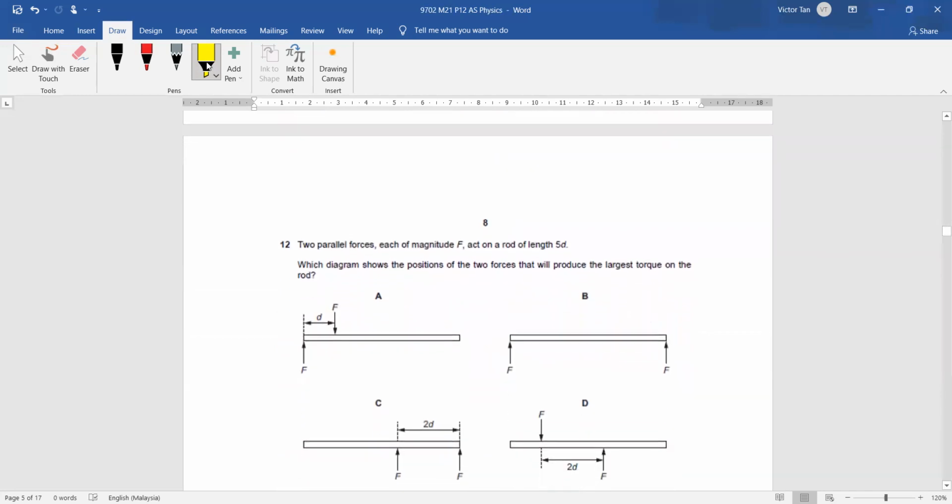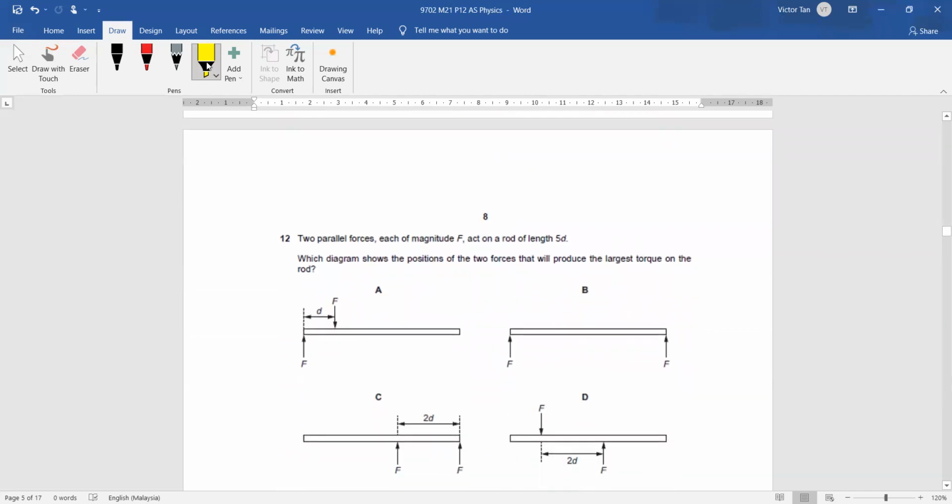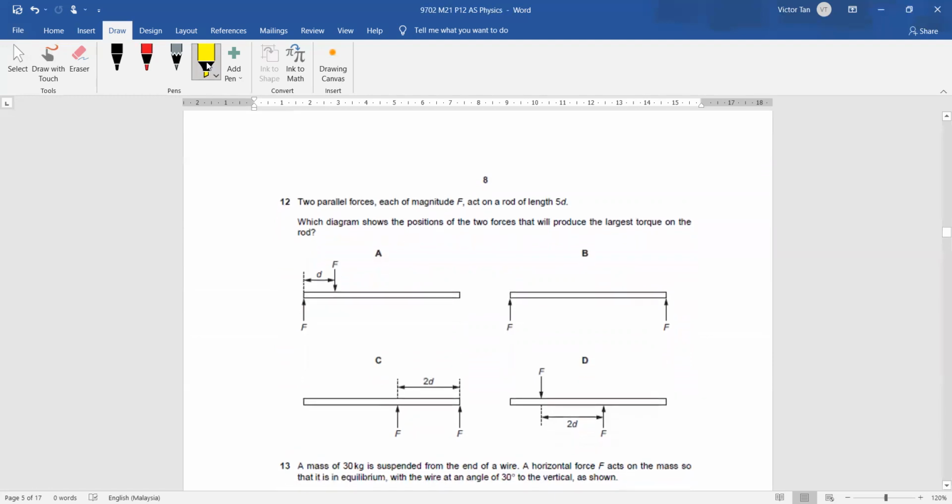Two parallel forces, each of magnitude F, act on a rod of length 5d. Which diagram shows the position of the two forces that will produce the largest torque on the rod? Okay, so the torque will be a couple. A couple is two opposite and equal forces that are not coincident in a straight line. So the one that is the furthest away and opposite would be the answer. This is the same direction, wrong. So the answer should be this.